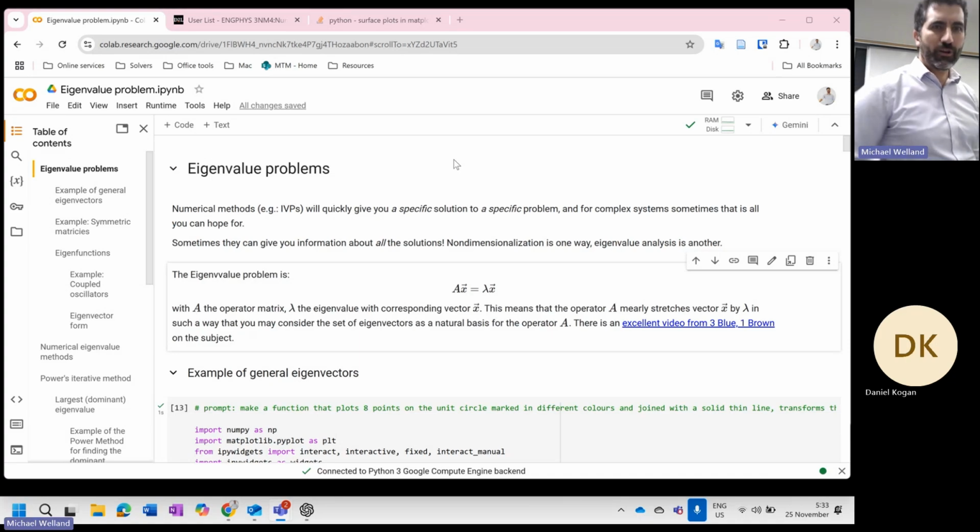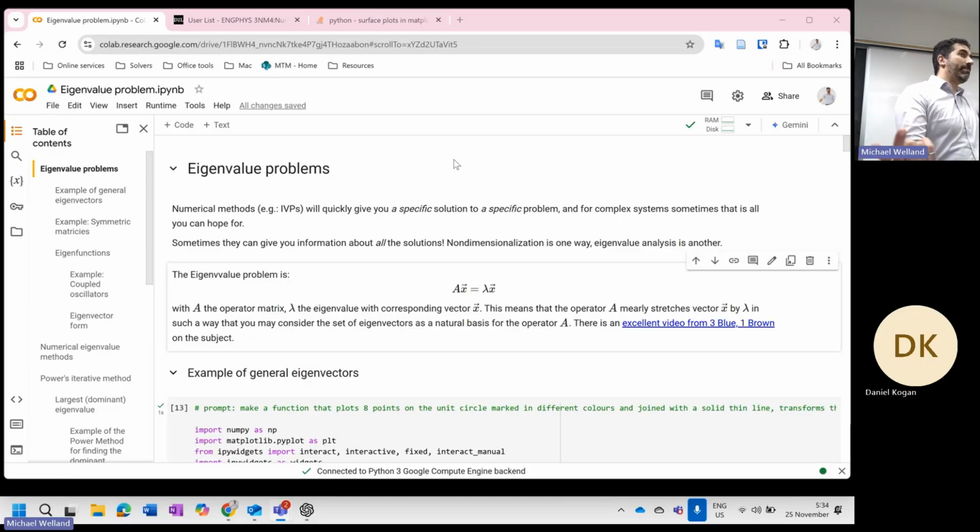Okay, eigenvalue problems. Numerical methods like initial value problems will quickly give you specific solutions to specific problems. Back in the day, you would need a mainframe computer and send it via teletype or punch card and get ticker tape answers back. Now numerical methods have evolved to such a point that they're super easy and super fast to get a solution. The problem is that it will only give you a single solution to a specific problem. And sometimes that's nice, but sometimes you want all of the solutions to your problem.